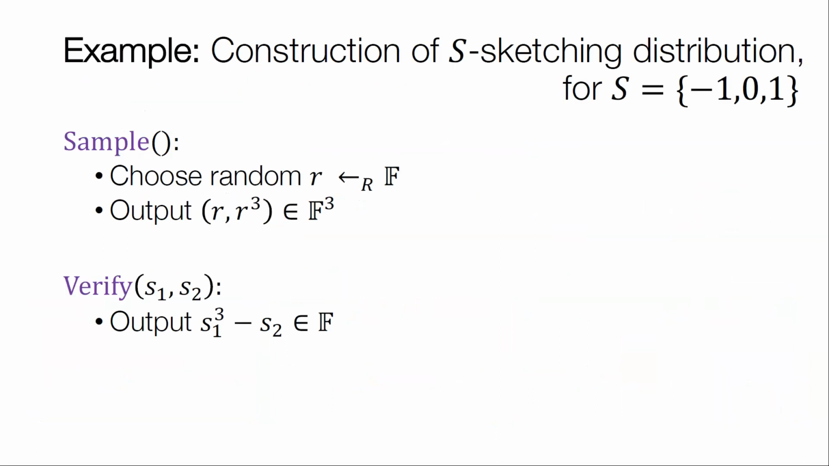Now I want to show you a very simple construction of an S-sketching distribution for the set {-1, 0, 1}. The sample algorithm just takes a random r and outputs r and r cubed. The verification algorithm just checks that the first element cubed minus the second is equal to 0. You can see that if you have a sample and you scale it by -1, 0, or 1, the verification algorithm will still accept. And if you scale it by something else, with a little more thought you can see that verification will reject. So this is a very simple construction, but it's already doing something nice.